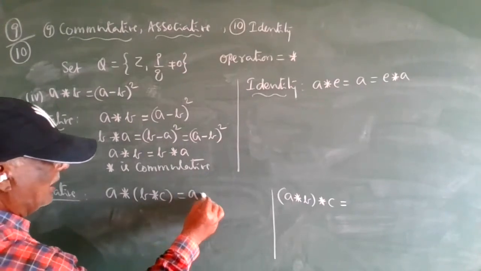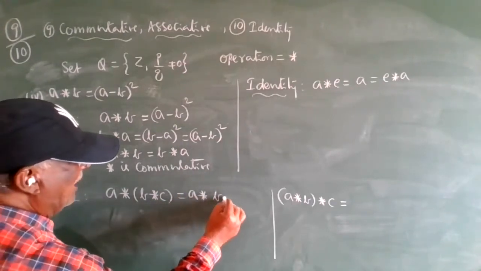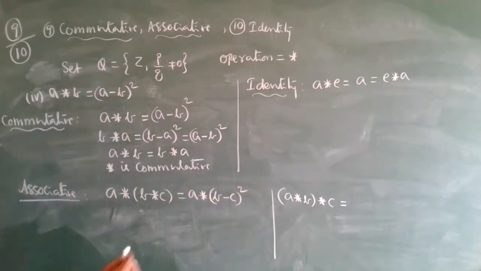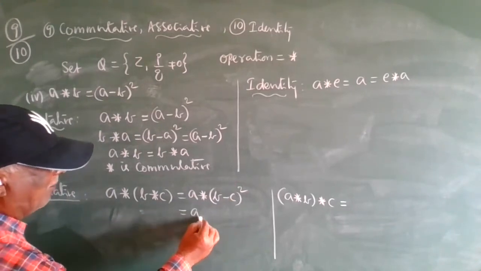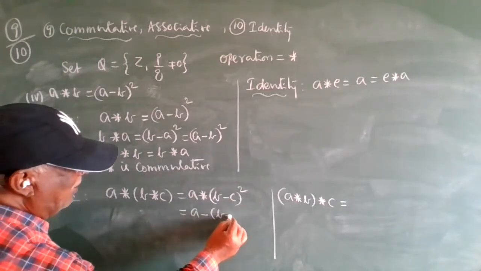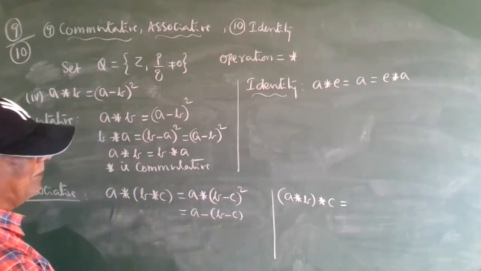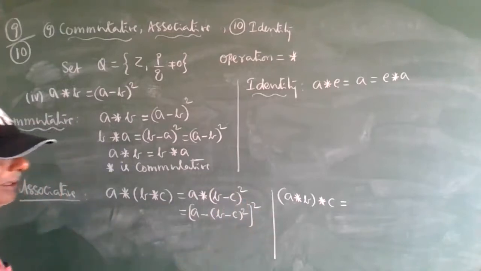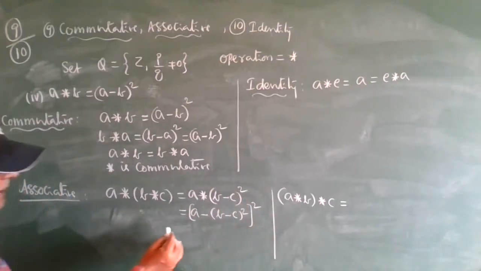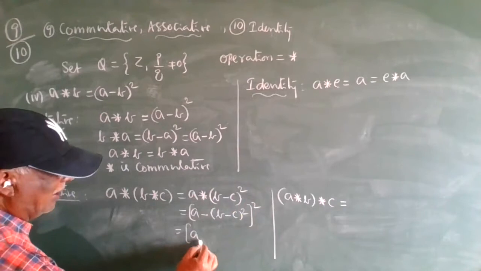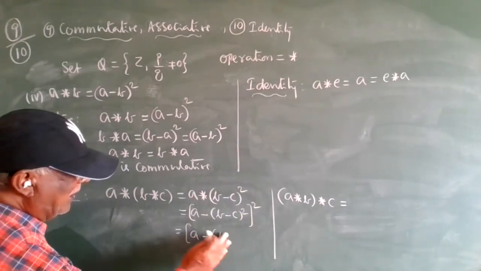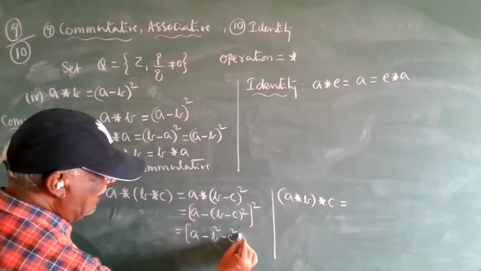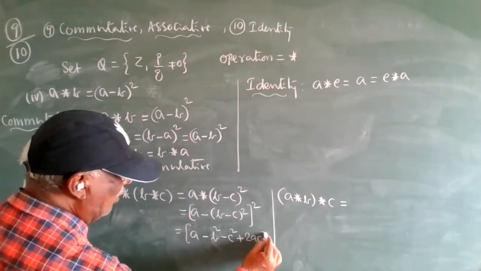So A star B minus C whole square. Next one is A minus of B minus C, A minus of B minus C whole square and whole square. This is A minus of B, A minus B square minus C square plus 2AC whole square.